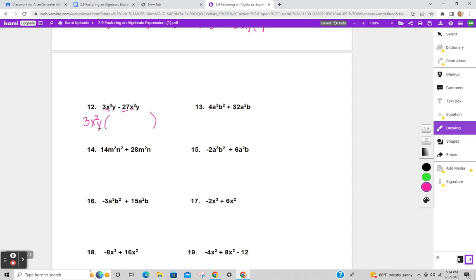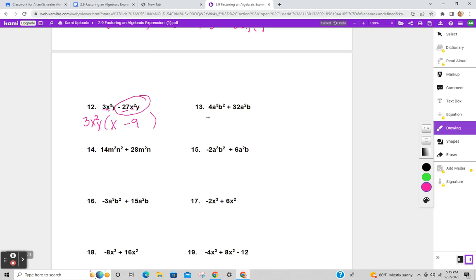3x squared times y times what will give us 3x cubed y? Well, we already have everything except we need just one factor of x because this is x squared and this is x cubed. So we're just going to need x. And 3x squared times y times what will give us minus 27x squared y? Well, I have x squared, I have y. I just need to multiply by -9. So you see 3x squared y times minus 9 will be -27x squared y.